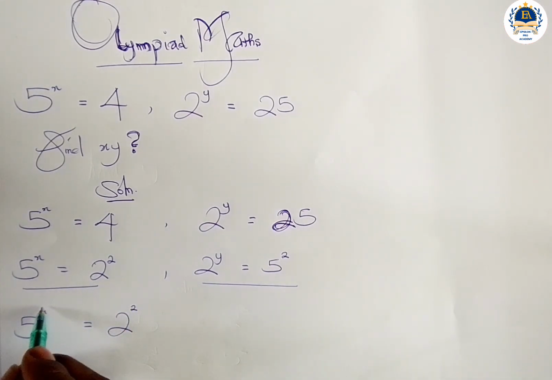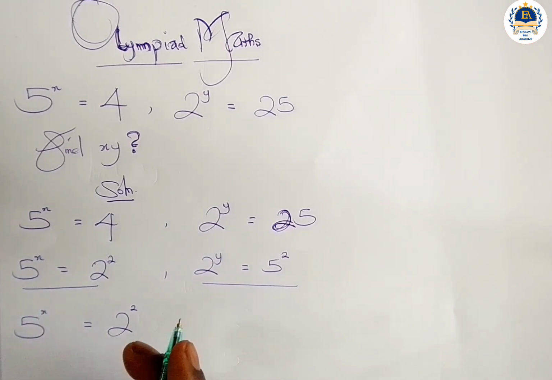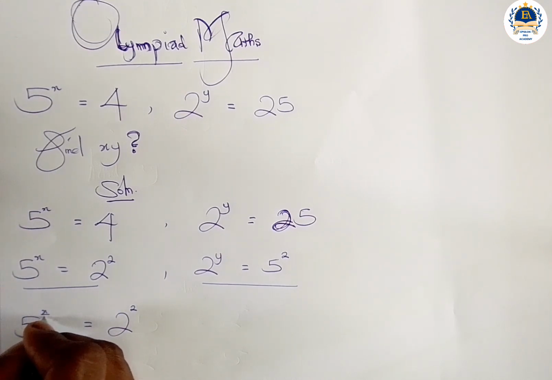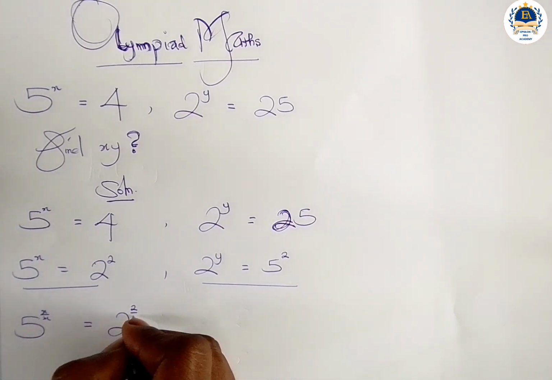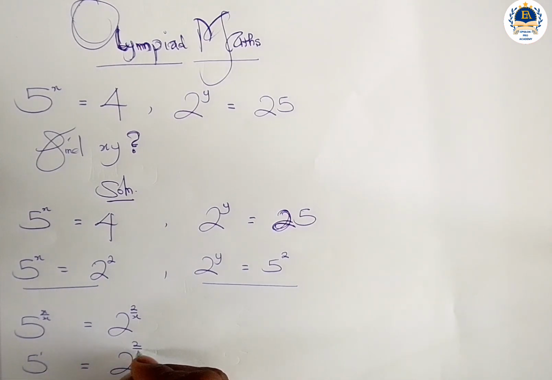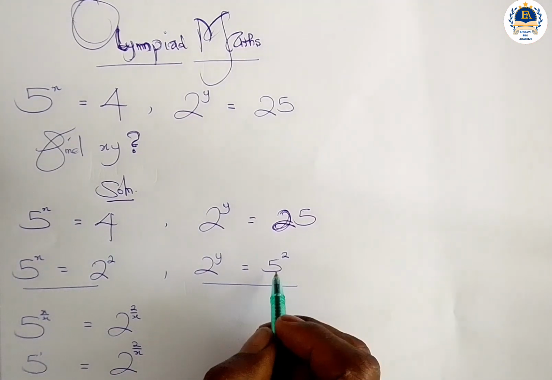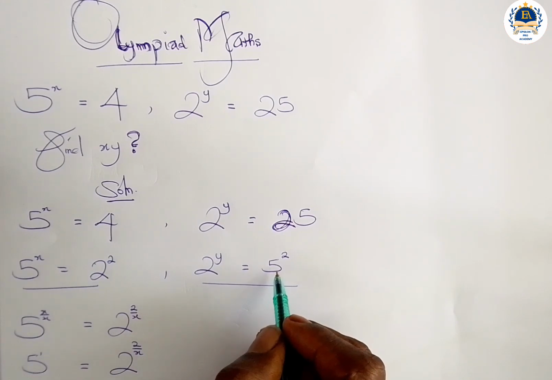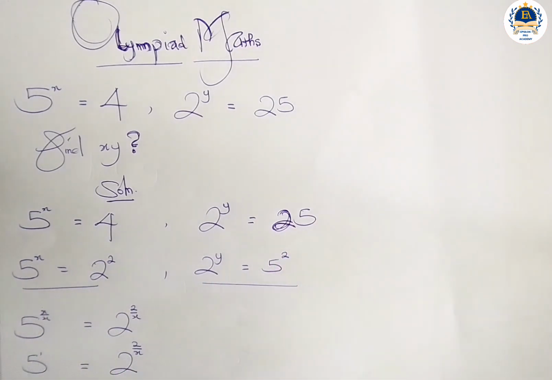Now we want to turn the power of this 5 to 1. What should we do? We divide both powers by x. x divided by x gives 1, so we have 5 raised to the power of 1, which is the same as 5, equal to 2 raised to the power of 2 over x. Now 5 is equal to this, and from the second equation we also had 5, so we are going to substitute this value into this equation.